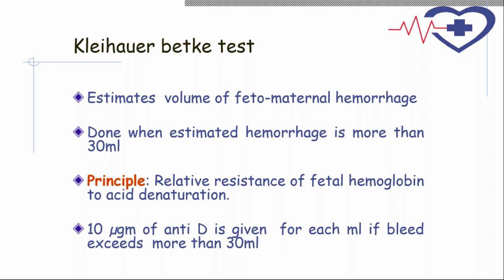There is a principle of relative resistance of fetal hemoglobin to acid denaturation, and you have to administer an additional 10 microgram of anti-D for every ml of fetal blood which exceeds 30 ml. So the first step is, whenever these events occur, give 300 microgram of anti-D. Then after some time you will draw a maternal sample and send it for Kleihauer-Betke count. It will quantify the excessive hemorrhage, and according to that you have to supplement the anti-D.